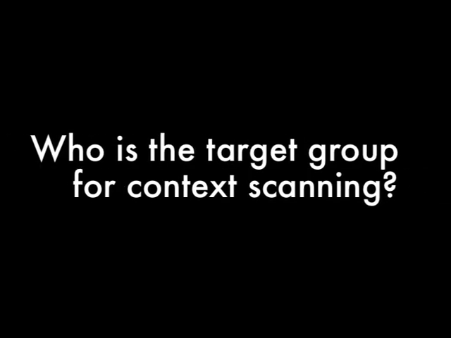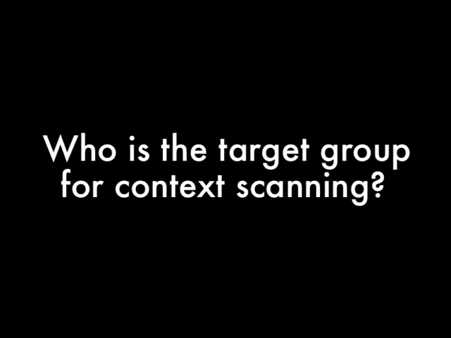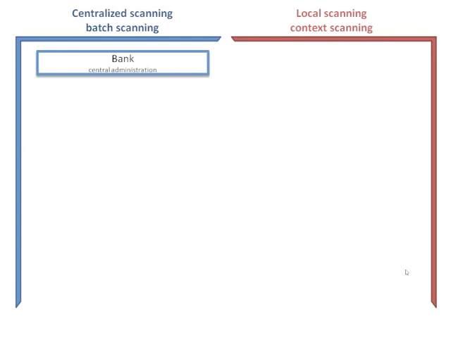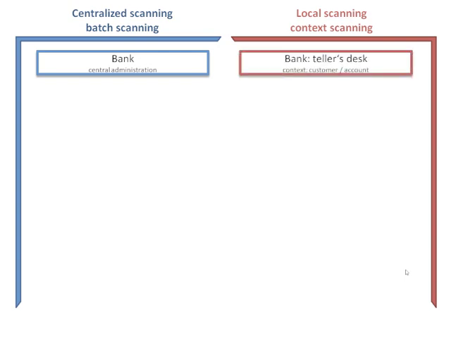So, who is the target group for context scanning? Let me give you a few examples. One of the first things which come to mind with batch scanning is a huge bank with a central administration. Thousands of documents must be scanned there. But there is also the teller's desk, where the clerk is in touch with the customer, and documents like ID cards or birth certificates must be scanned too. Well, this can be scanned in the context of the customer or the account.